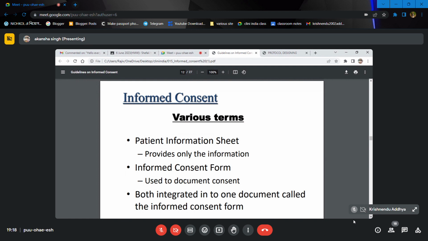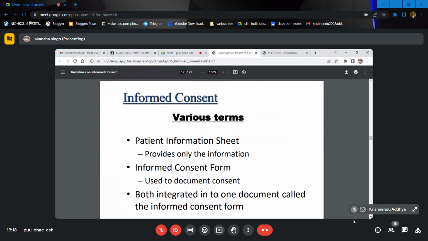Okay, so all the information is preserved in the patient information sheet, so that in future, if you require a study, you can use the data. For that, informed consent is not needed.